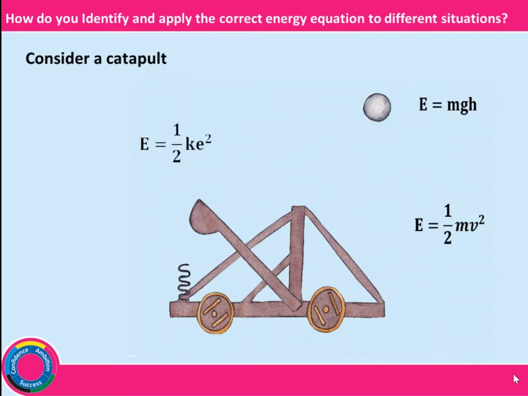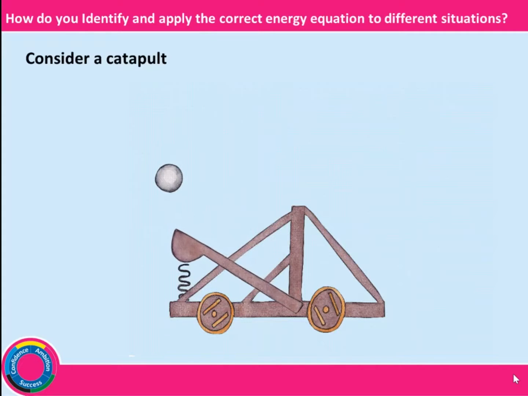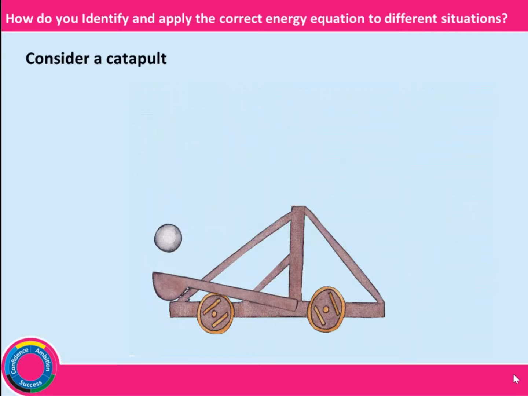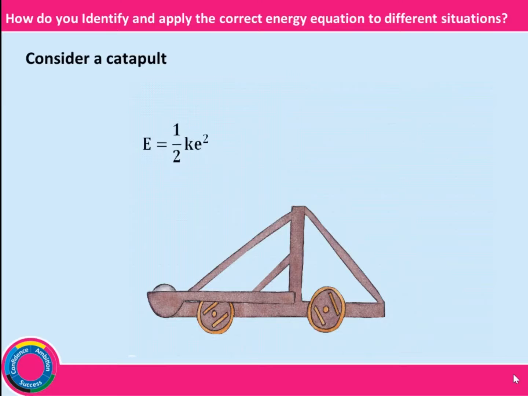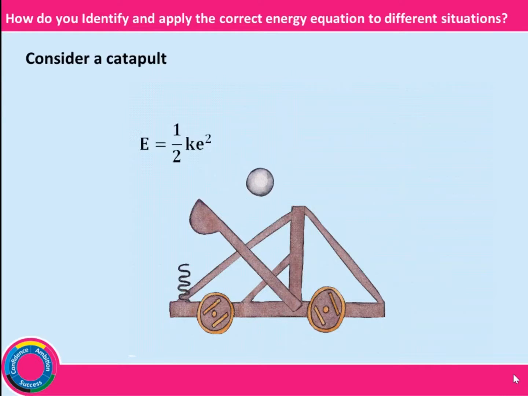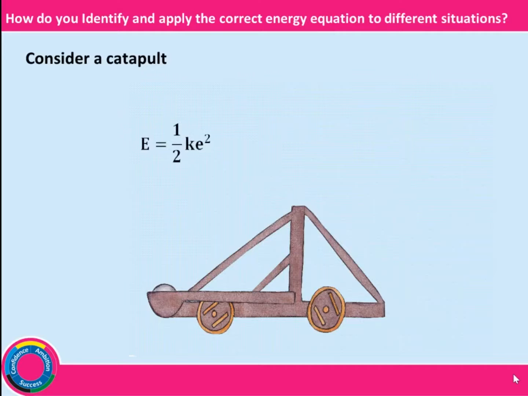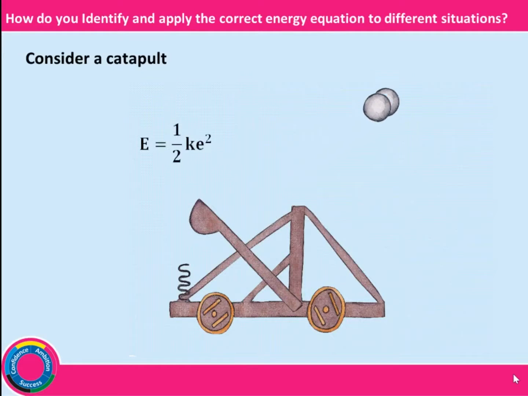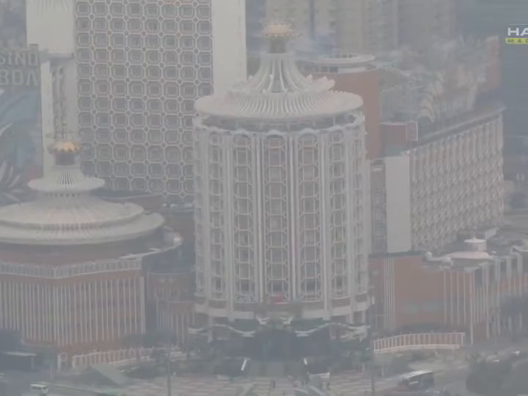Now, when the catapult goes down, the spring is compressed and it stores elastic energy, E equals half ke squared. But as soon as you fire it, then that energy gets transferred into gravitational potential energy as it moves upwards, and also into kinetic energy as it's moving forwards. So all of these three energy equations are involved in the process of a catapult. You've just got to consider where in the process you are.